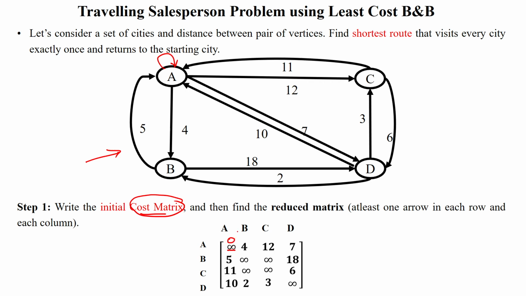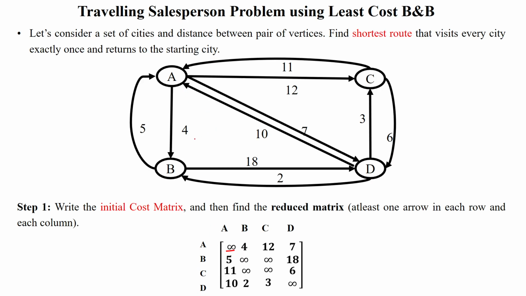In other problems like dynamic programming or the greedy method, we may use 0, but here we use 0 as the lowest value for calculating the cost. If you give 0, it will become the minimum cost. To avoid that, we use infinity if there is no path between the cities. So a to a, there is no path, we give infinity.